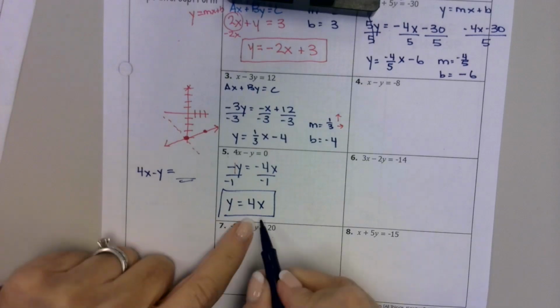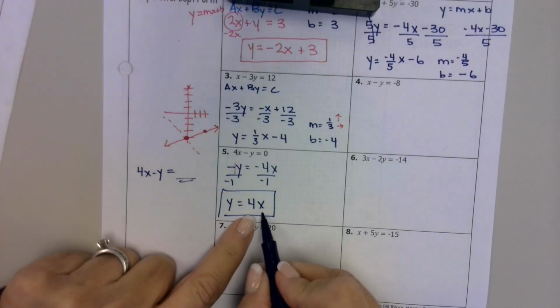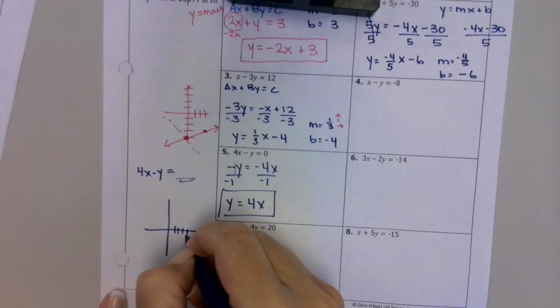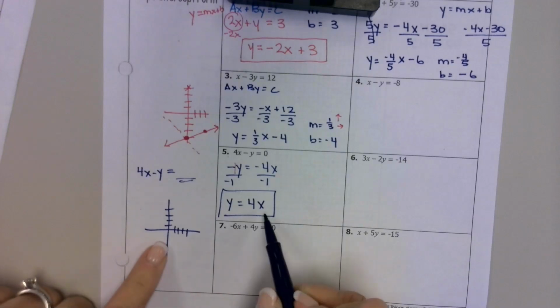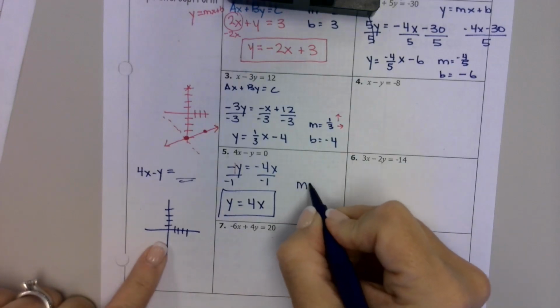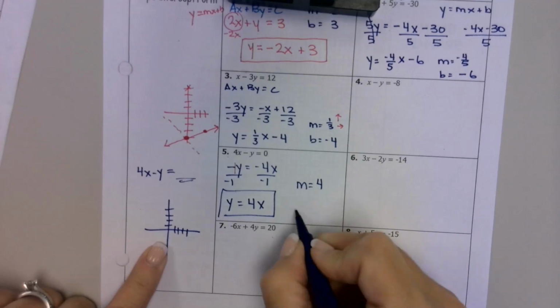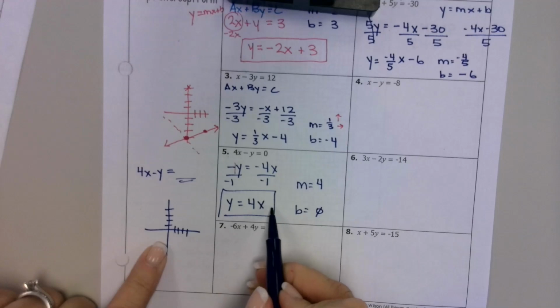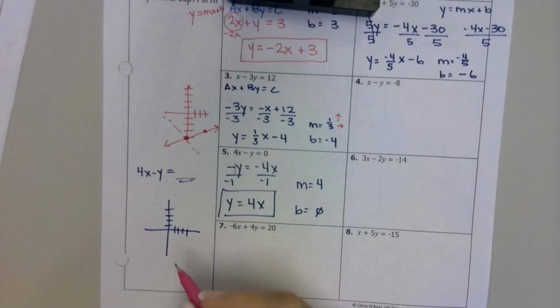So if you remember, what this means is that we're going to have a line. I'm going to just graph this real quick. Okay, so we're going to have this line where my slope value is 4 and my b value is 0. It is 0 because there's nothing here, and if there's nothing there, that means it goes through the origin. So I have this point right here.